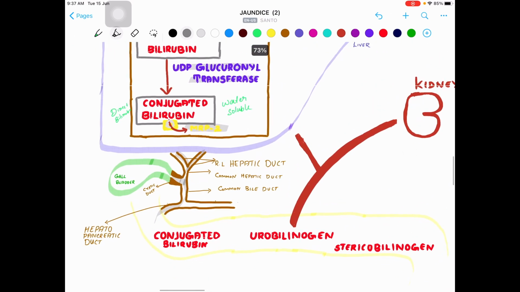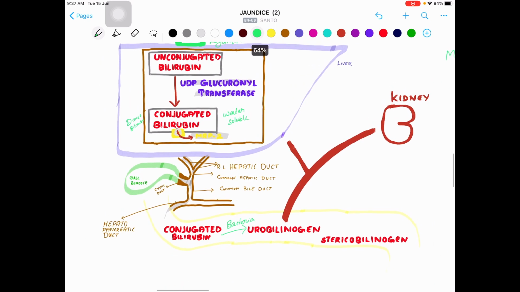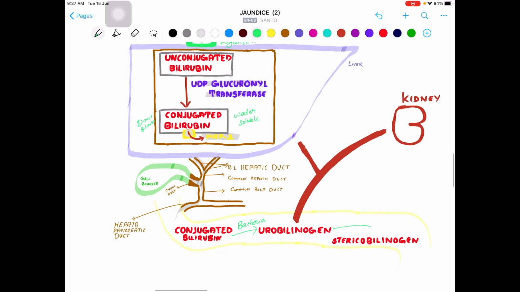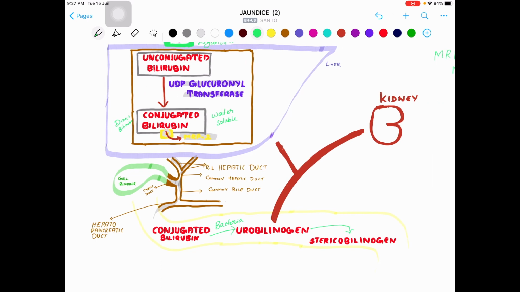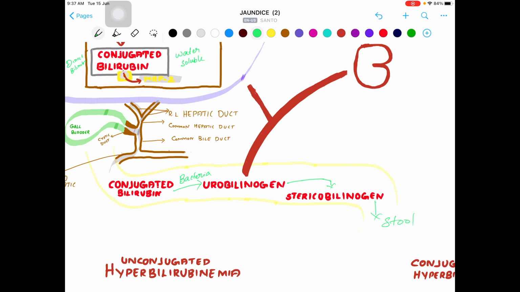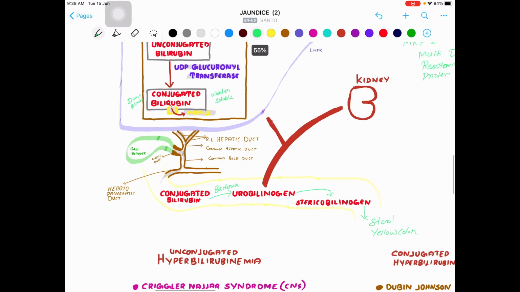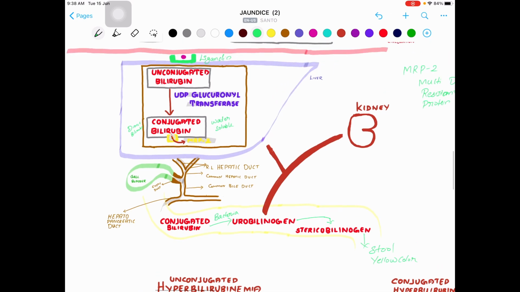Now the conjugated bilirubin will be acted upon by the bacteria, that means the gut bacteria. So it will be converted to urobilinogen. The urobilinogen will then be further converted to stercobilinogen. Almost 80 to 90% of urobilinogen will be converted to stercobilinogen, and this stercobilinogen will give stool the yellow color. And the remaining 5 to 10% of urobilinogen will be taken back by the liver, and if something is remaining it will be excreted in the kidney.